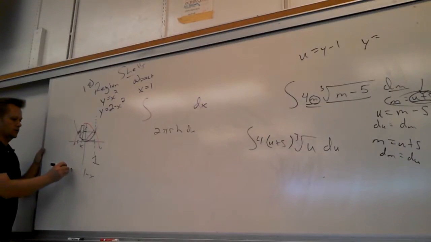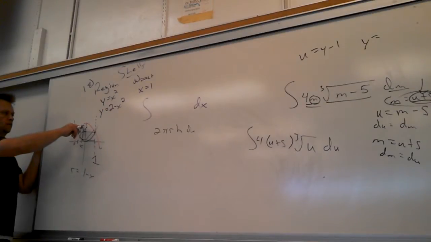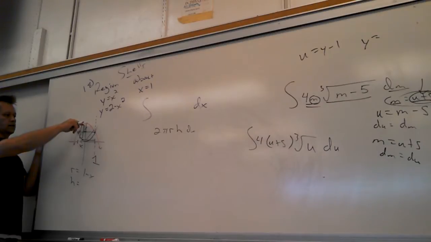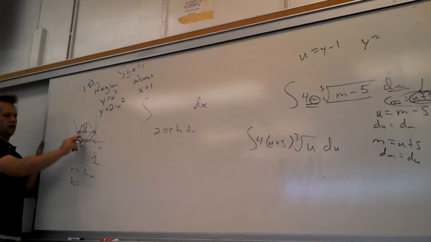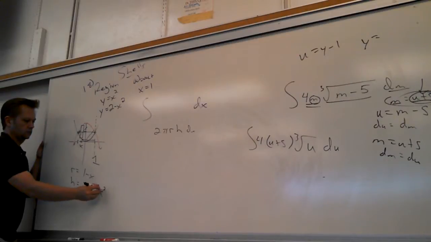So that's my radius. What's my height going to be? 2 minus x squared. So what's on the top? It's not just 2 minus x squared though, is it? Because it doesn't go all the way down to the x-axis. It's 2 minus x squared minus x squared. Okay, sweet. I got that.